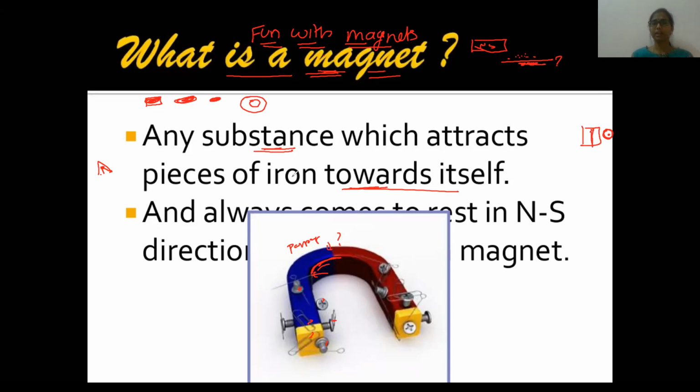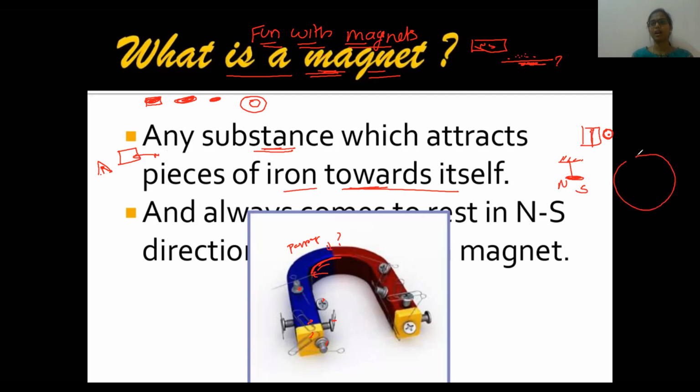Any substance which attracts towards itself, a magnet is a kind of substance which will attract magnetic substances towards itself, like iron. That is what we call a magnet. And it always comes to rest in the north south direction when you suspend it freely. Okay, when you suspend the magnet freely with some rigid support using a thread, it will always come in the north south direction. So you know what is north south direction?